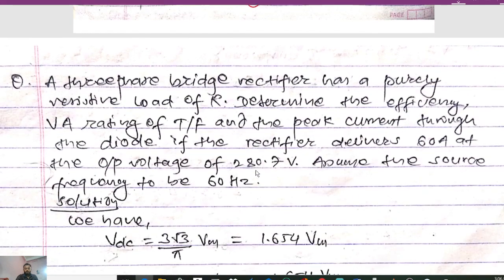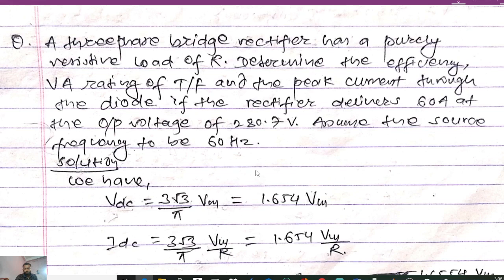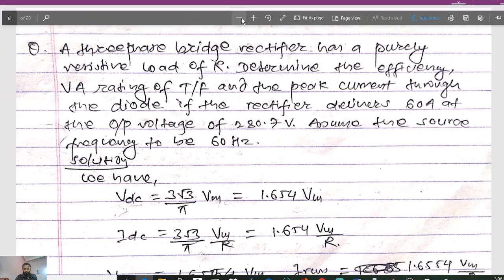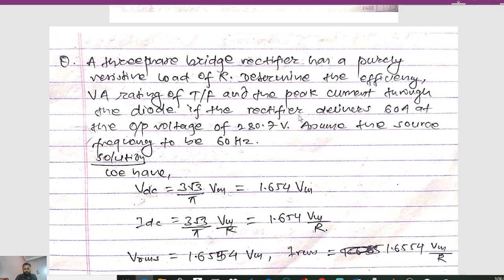Now here we have the next numerical. A 3-phase bridge rectifier has a purely resistive load of R, and determine the efficiency, VA rating of transformer and the peak current through the diode, if the rectifier delivers 60 ampere at the output voltage of 280.7 volt, and assume the source frequency to be 60 Hz.